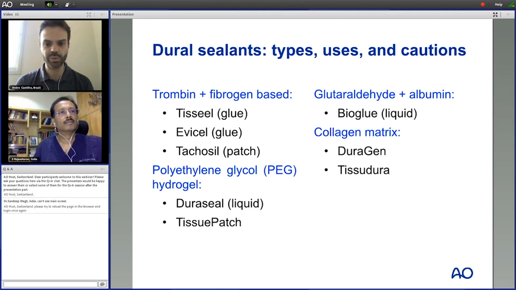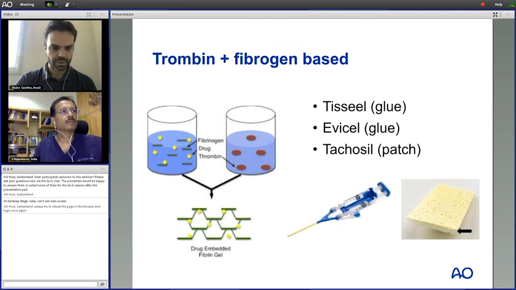We will discuss a little bit about the different dural sealants, types, uses, and warnings. There is a wide range of possibilities in the market. To facilitate the discussion, I divided them into 4 groups regarding their main components. We have the ones derived from thrombin and fibrinogen. They were initially used as hemostatics, in cardiovascular and general surgery.